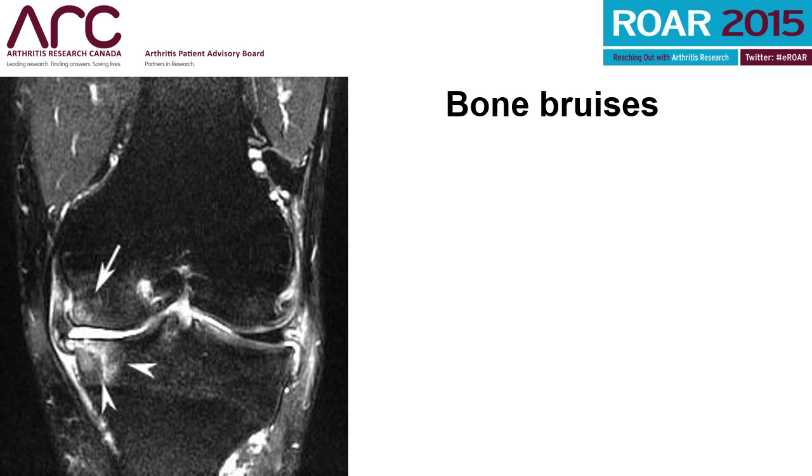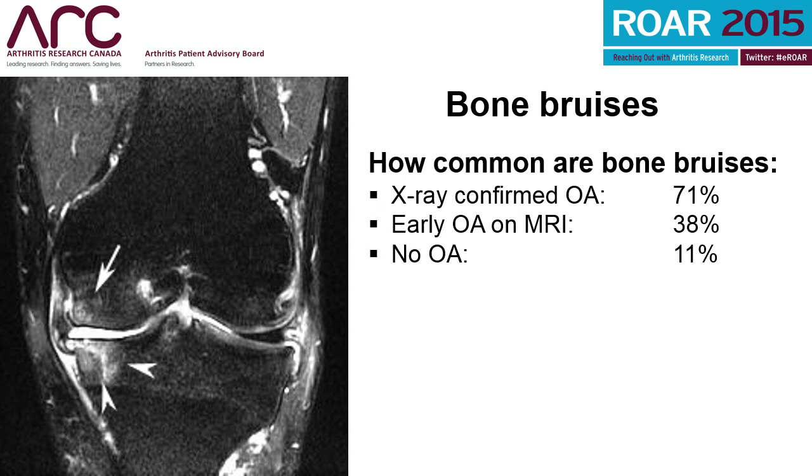What do we know about those, and how commonly do they occur? Well, in those people in the study that had X-ray confirmed osteoarthritis, 71% had a bone bruise like that, or multiple bone bruises. In those with the early stage disease, where it only showed up on MRI, 38% had a bone bruise. So 1 in 3 has a bone bruise. But look at this, even people who had completely normal MRI and X-ray, those with no osteoarthritis, 11% had a bone bruise, so 1 in 10.